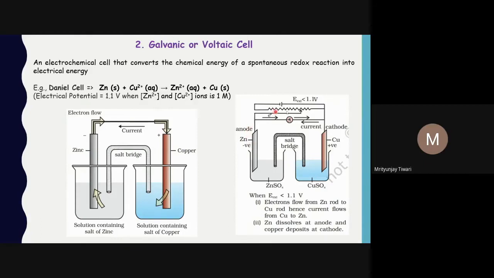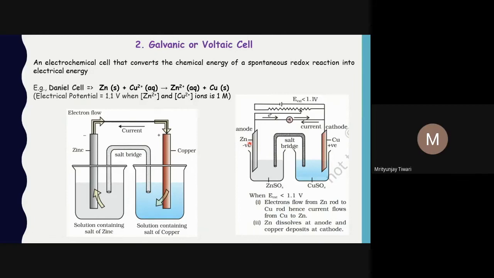and in this Daniell cell, the electrons will flow from zinc to copper. Zinc will dissolve at the anode and copper will be deposited at the cathode. Electrons will come here, and at this juncture the electron will combine with the Cu 2+ ion, and the copper will be deposited here.